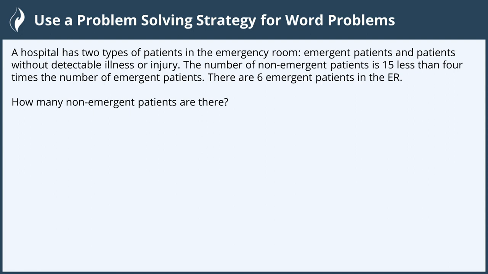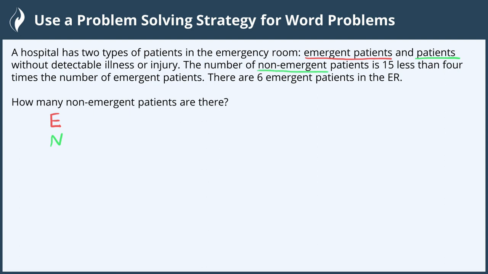The first thing I see is that we have these two different types of patients, emergent patients and non-emergent patients. Let's go ahead and come up with a variable to represent both of those different types of patients. Since we have emergent patients, let's call them E, and then our non-emergent patients, let's call N for non-emergent. And we were told a couple of things about these two types of patients.